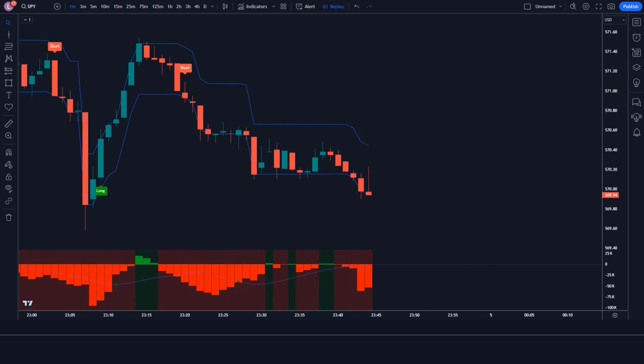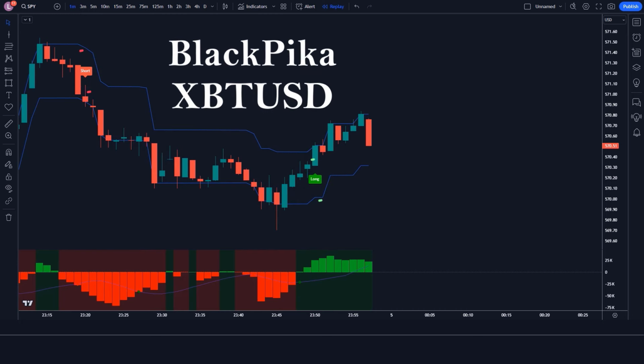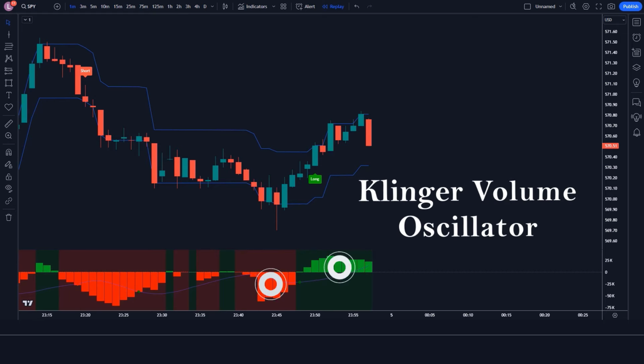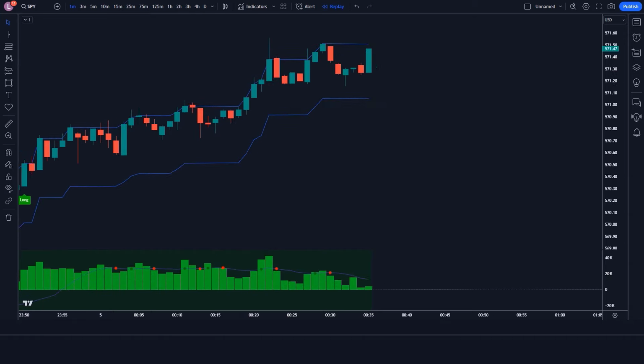First of all, let us know about trading tools. The long and short arrow indicator we see in the chart is called the Black Pika's Algo indicator. The green and red histogram indicator we see in the chart is called the Klinger Volume Oscillator indicator. Now we tell you how we want to trade. Let's start the video.